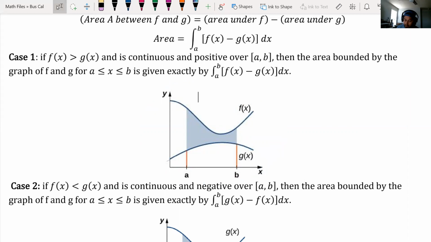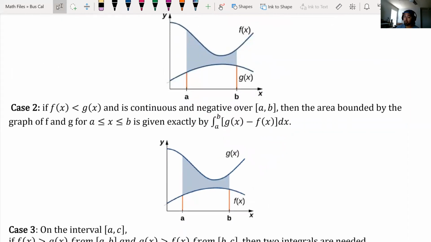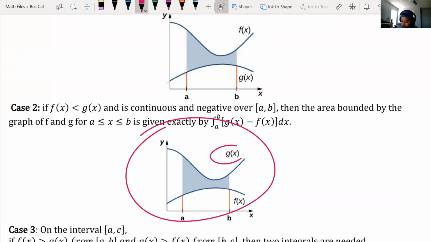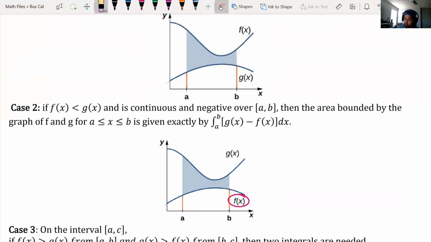Case two is now going to be if f of x is less than g of x. So function f is below function g on this interval a, b, which is again reflected in the picture below. Here is function g, and it is above function f. If we have this case, then the setup for the integral will be the integral from a to b of g of x minus f of x dx. So that's case two.